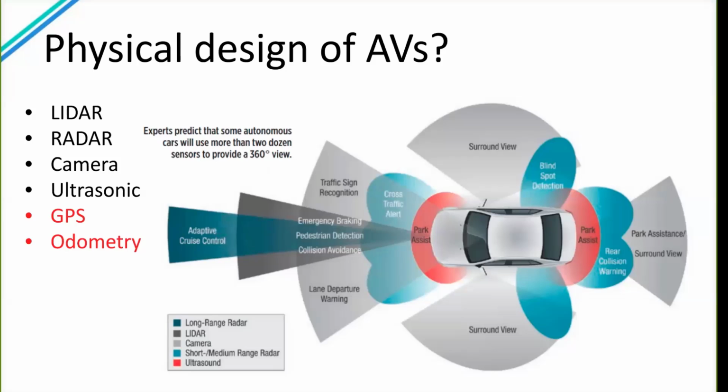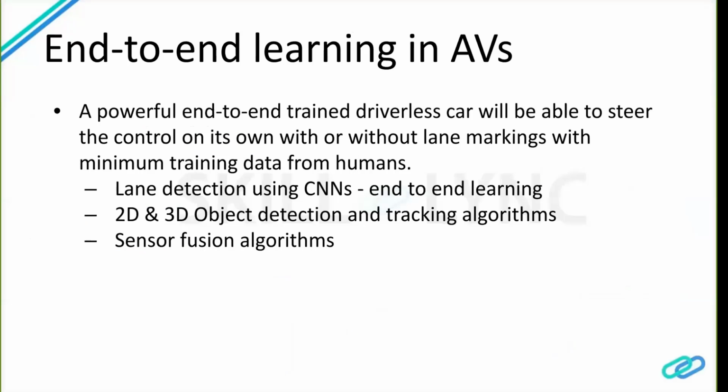We need GPS, and of course GPS is pretty much needed for autonomous cars to move from some X to Y. Yeah. And what is end-to-end learning in autonomous vehicles? So yeah, a powerful end-to-end trained driverless car will be able to steer the control on its own without lane markings, and still with minimum training data.